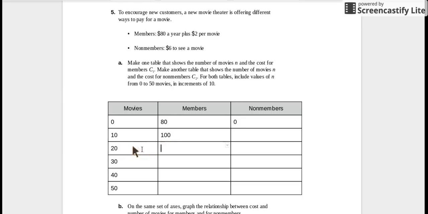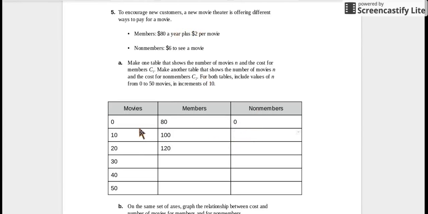So after watching 20 movies, you would do the same idea. 20 times 2 gives you 40. 40 plus 80 gives you 120. And I think you guys can fill out the rest on your own because you can tell that's going up by 20 each time. Because it's going up by 10 movies each time. And 10 movies for this plan is going to cost you $20 per.